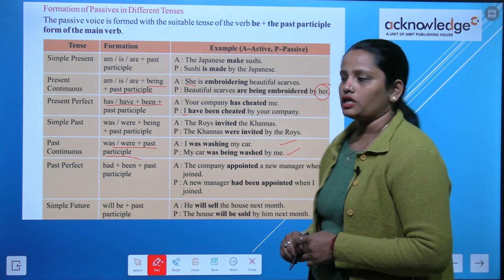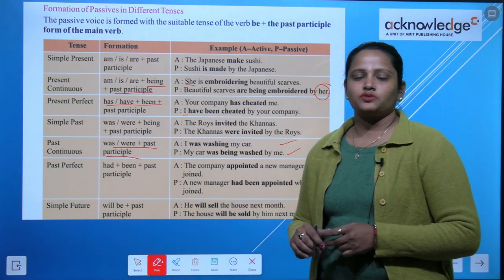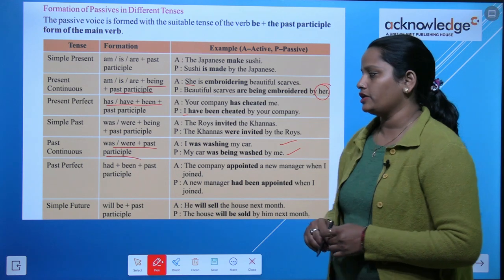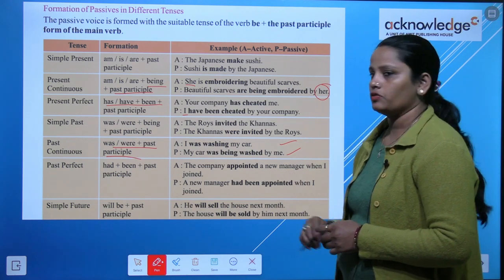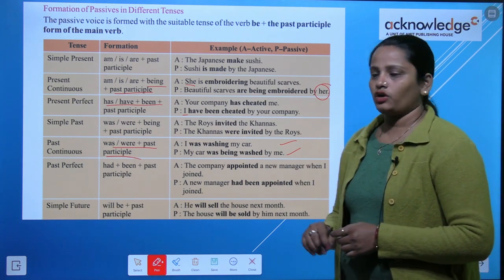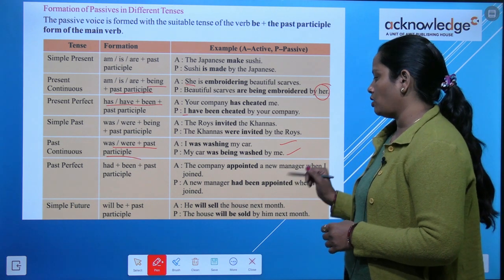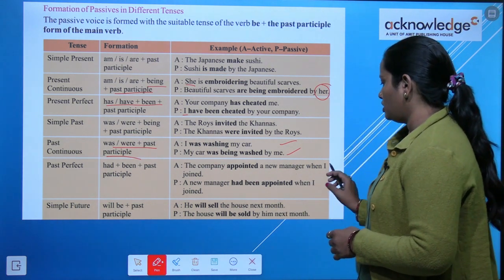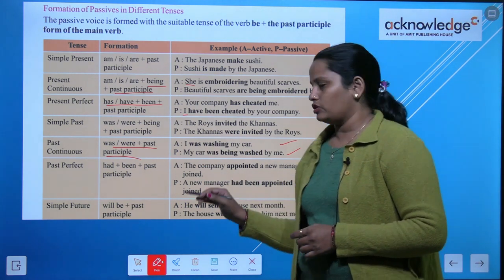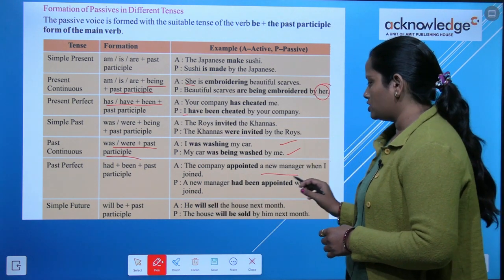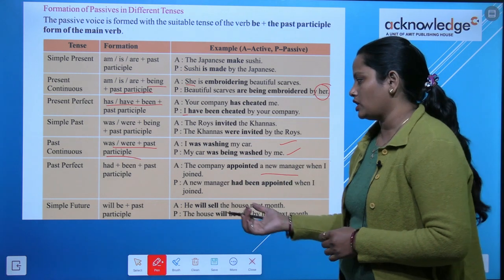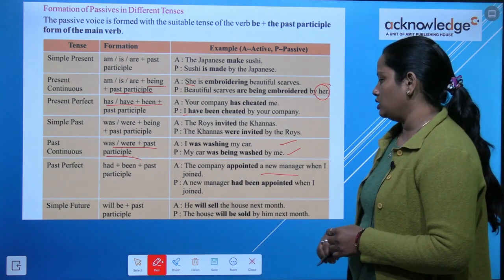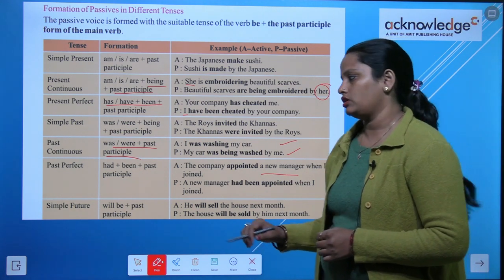Next is past perfect. So in past perfect, what do we have to do? We have to use had plus been plus past participle form. So here in the active voice, the company appointed a new manager when I joined. Now we are going to change. Because the manager is being talked about, we will put the manager at the start. So, a new manager had been appointed when I joined.